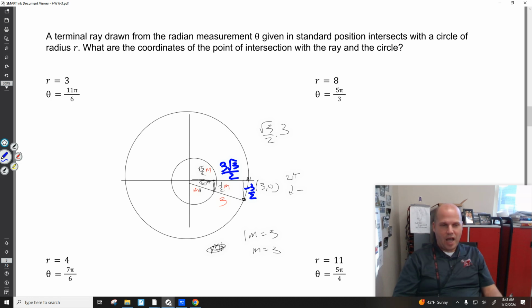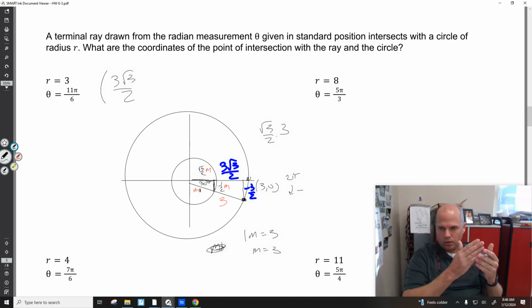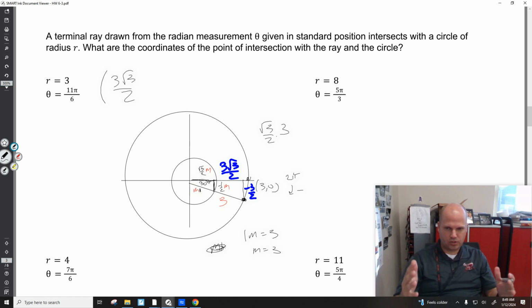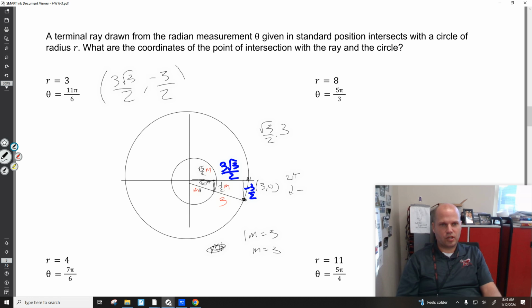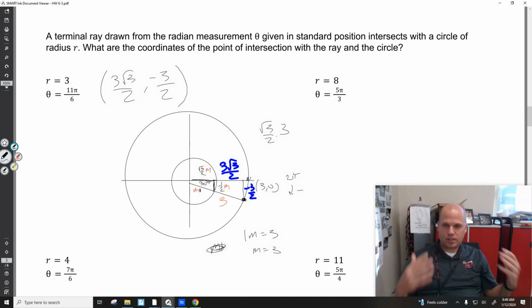From there, you have your coordinates. You have your x distance and your y distance. You have 3 root 3 over 2, which is just your unit circle triangle times 3. And then your y distance is negative 3 halves, which is just your unit circle distance times 3.